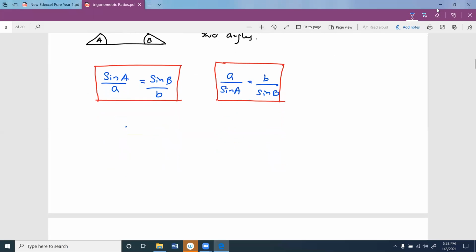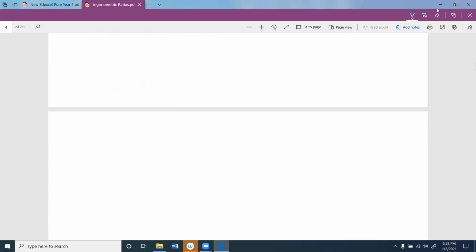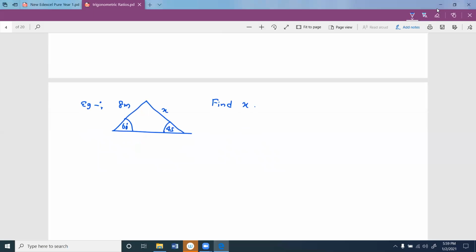Right. Let's go to this example. Initially, they have given us this, and they have given us this angle is 60, and this is, suppose, 45, and they have given this is 8 meters, and we need to find x. The question is: find the value of x. So simply, two sides are there, two angles are there. So definitely we know that we have to apply the sine rule.